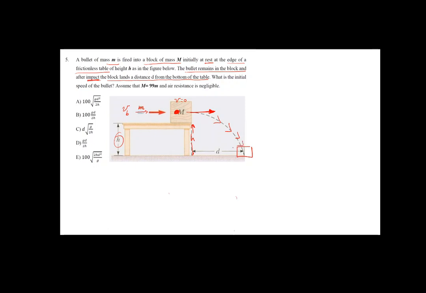What is the initial speed of the bullet? Okay, what is the initial speed of the bullet? Assume that M is 99 small m. The big M, the mass of the block, equals 99 m's of the bullet. Okay? And neglect air resistance. So this problem has two parts.